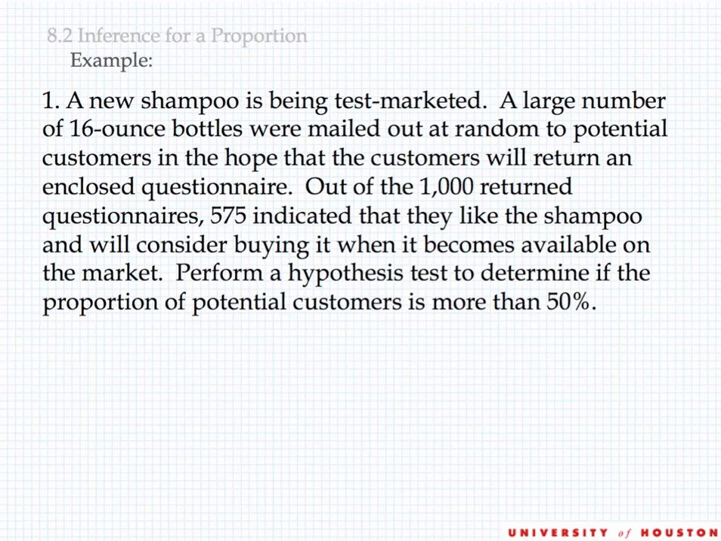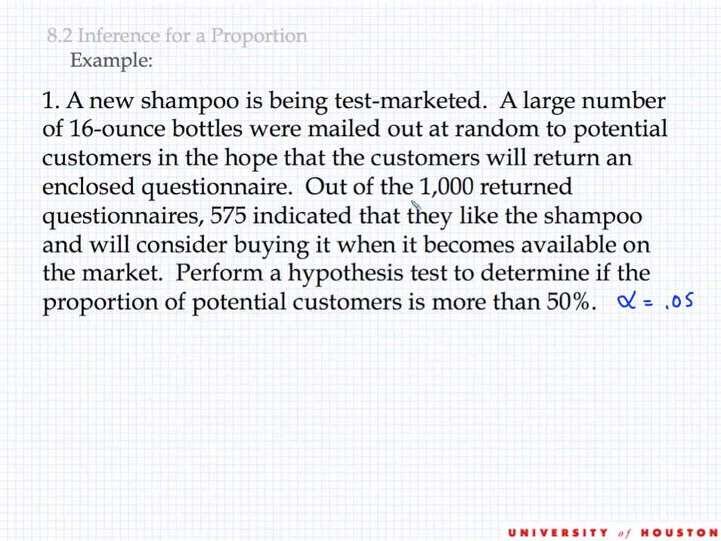For example, a new shampoo is being test marketed. A large number of 16-ounce bottles were mailed out at random to potential customers in hope that the customers will return a questionnaire. Out of the 1,000 returned questionnaires, 575 indicated they liked the shampoo and will consider buying it when it becomes available on the market. We want to perform a hypothesis test to determine if the proportion of potential customers is more than 50%. Now, we're not given a significance level, so we choose alpha to be 0.05.